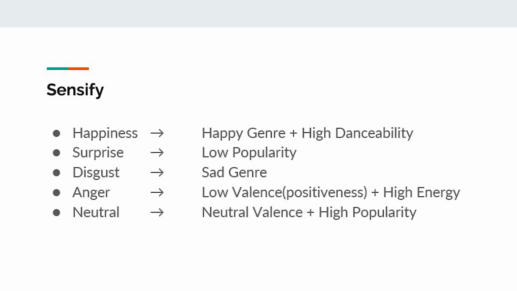And disgust is mapped to sad genre because these 2 emotions are often associated. And anger is mapped to low valence, so low positiveness in the tune, and high energy, which usually means dark metal genre or rock genre. And neutral is mapped to neutral valence and high popularity. So here's a demo of our application.